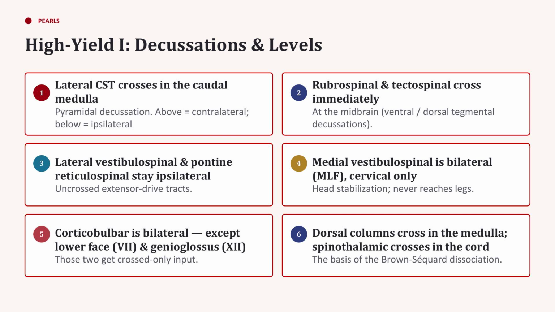And to connect with the sensory system, the dorsal columns cross in the medulla while the spinothalamic tract crosses within a segment or two in the cord itself. That difference in crossing level is what produces the ipsilateral versus contralateral dissociation in Brown-Séquard. Six pearls. If you own these, you own most of the localization logic.